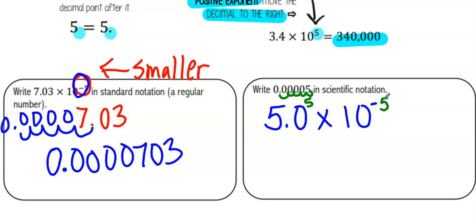So be careful with that. If it's a really large number, it's going to be a positive exponent. If it's a small number, it's going to be a negative exponent.